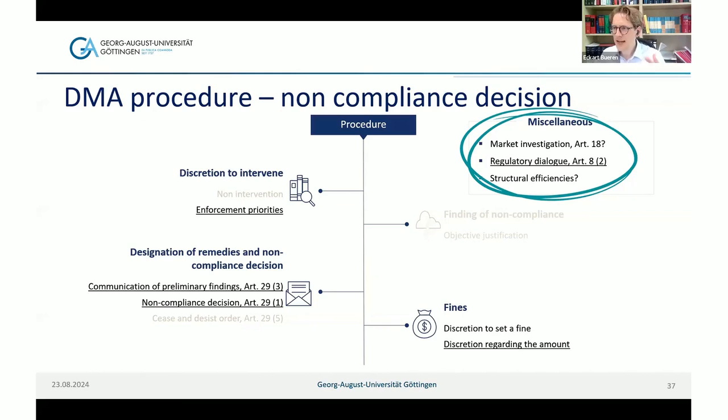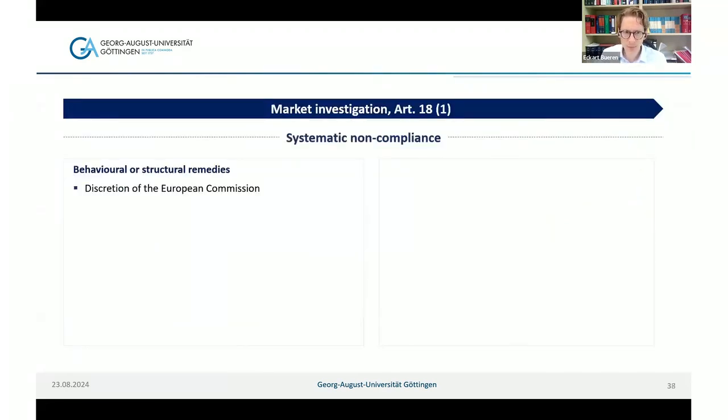So, and this is actually the first question that we can have here, because Article 18, if we have systematic non-compliance, it allows the Commission to impose behavioral or structural remedies. And the interesting thing is, Article 18 does not provide us with an order. So it does not say you have to impose behavioral remedies first and then only structural remedies. It's just, if you look at the provision, it's actually on equal footing.